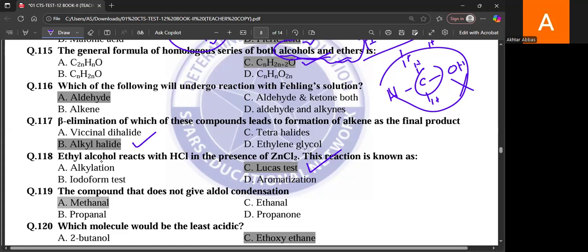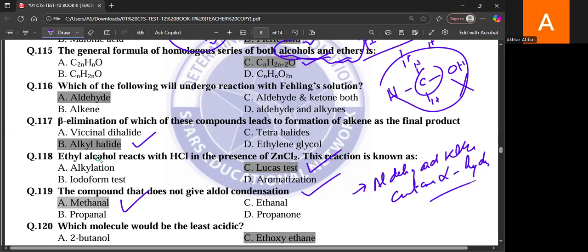The compound that does not give aldol condensation is methanal. For aldol condensation, you know what the basic requirement is: aldehydes and ketones must contain alpha hydrogen. So in methanal there is no alpha hydrogen. It gives the Cannizzaro reaction. So your best option is alpha.